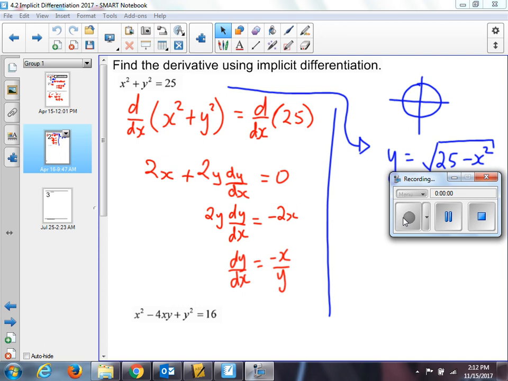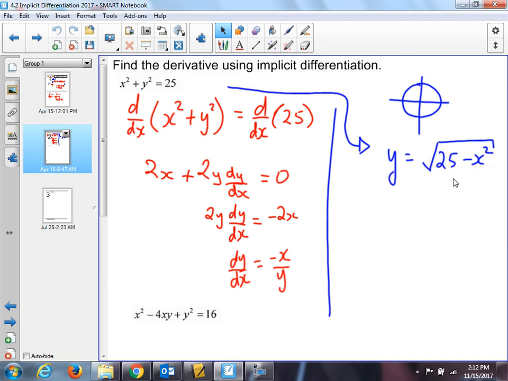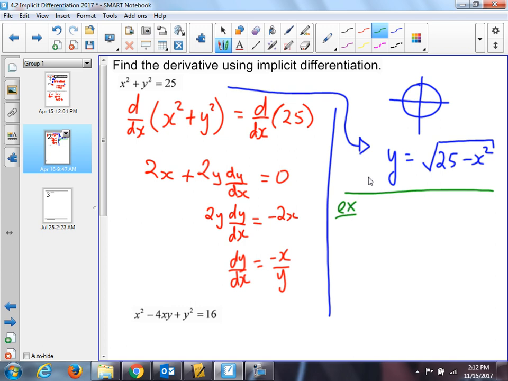Good day, y'all. We'll get settled in quickly with a few examples, more implicit differentiation. One I'm going to add in here. So let's just put it right here. Another example. We're going to find the derivative using implicit differentiation.